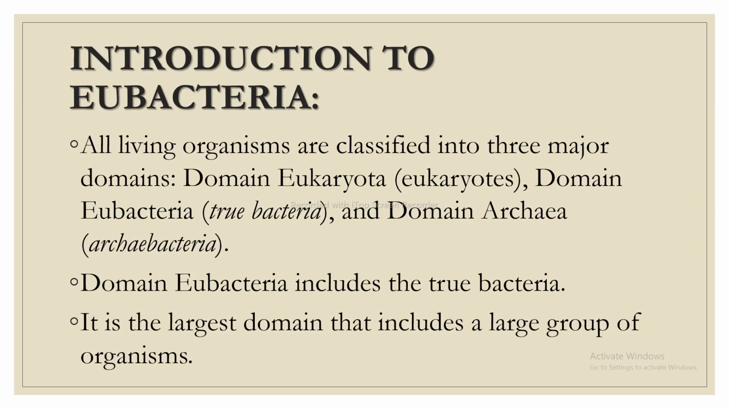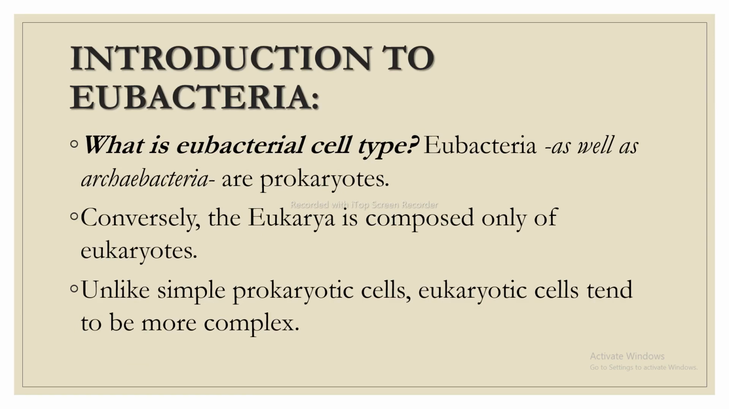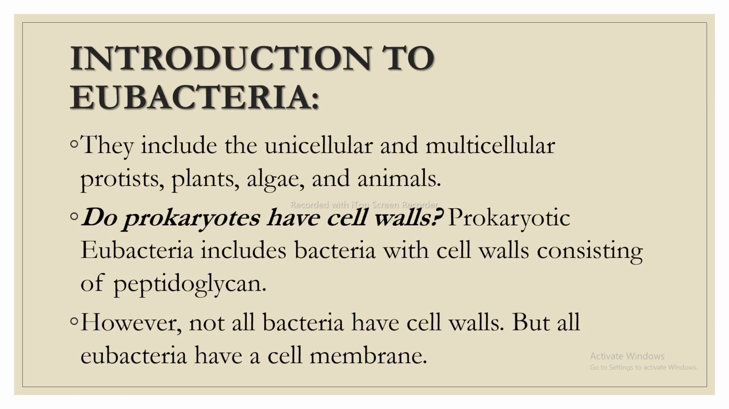Now the question is, what is Eubacteria's cell type? Eubacteria as well as Archaebacteria are prokaryotes. And conversely, the Eukarya is composed only of eukaryotes. Unlike simple prokaryotic cells, the eukaryotic cells tend to be more complex. They include the unicellular and multicellular protists, plants, algae, and animals.